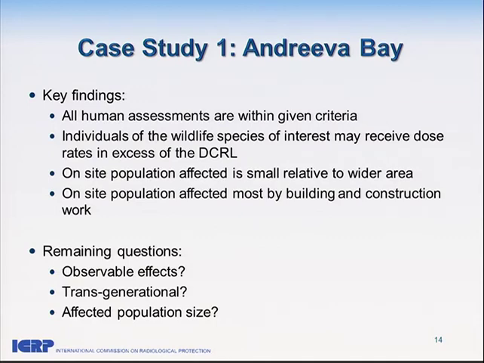And the key findings from this work, I've gone through it very quickly and summarized it down. The key thing is that when you do the dose assessment for humans, all of the criteria that are applied at that location are being met. But for individuals of the wildlife species of interest, some of them are exceeding the dose constraints, sorry, the derived consideration reference levels that we're using. But something I want you to think about is that we have to start thinking about scale of impact, and the populations might not be very large.